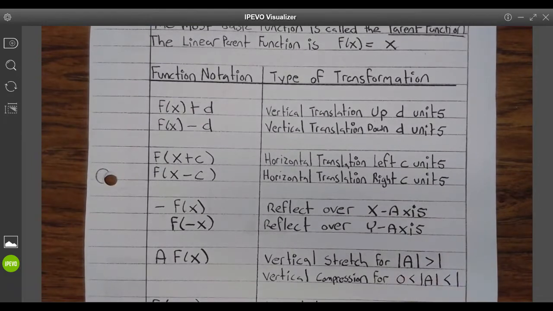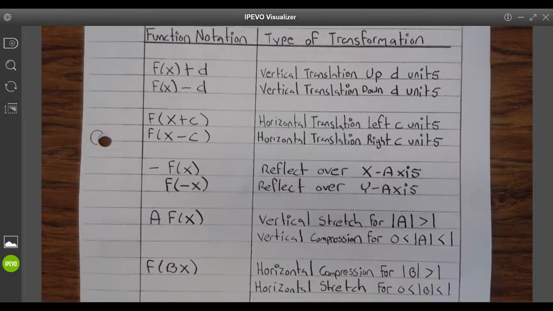Function notation and type of transformation. F of x plus d is a vertical translation up d units. F of x minus d is a vertical translation down d units. F of (x plus c) is a horizontal translation left c units. F of (x minus c) is a horizontal translation right c units.